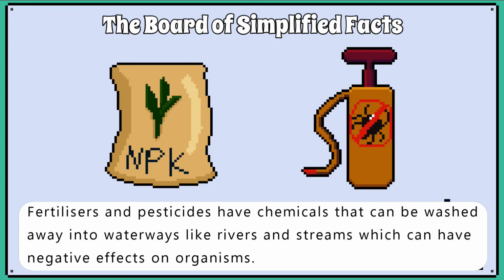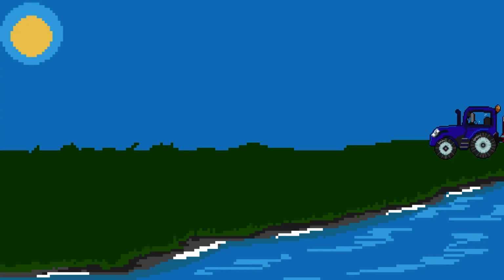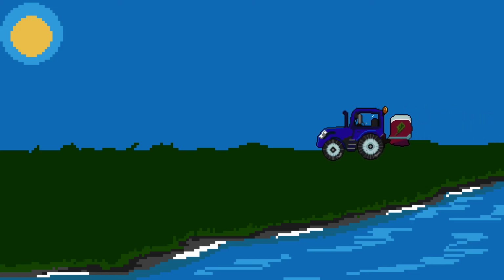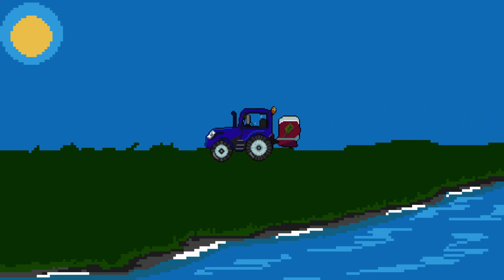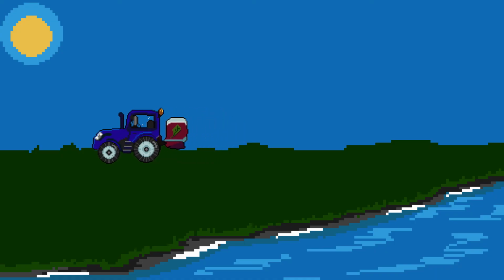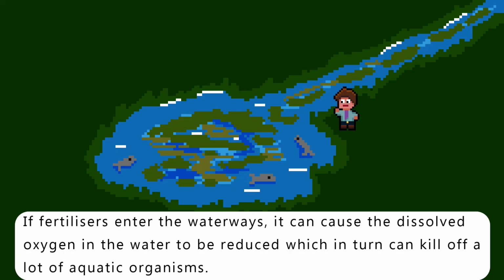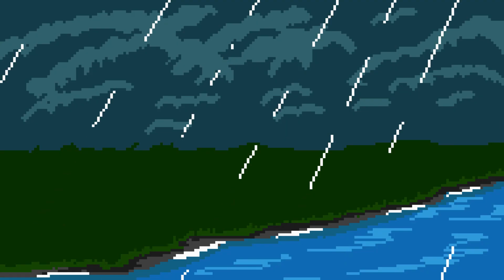Fertilizer and pesticides have chemicals that can be washed away into waterways, which can have negative effects on organisms. When a farmer spreads fertilizer, there are guidelines and laws regarding when to do it and how much to use. If fertilizers enter the waterways, it can cause the dissolved oxygen in the water to be reduced, which in turn can kill off a lot of aquatic organisms and produce a dead zone. Here is the sequence of events that lead to this.